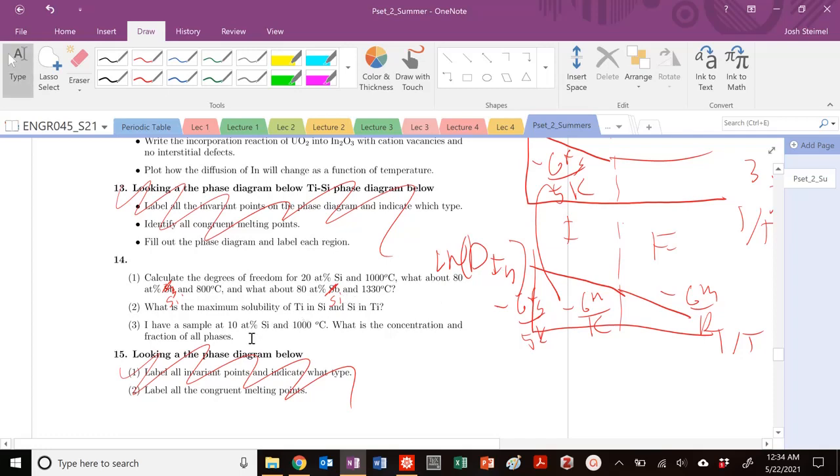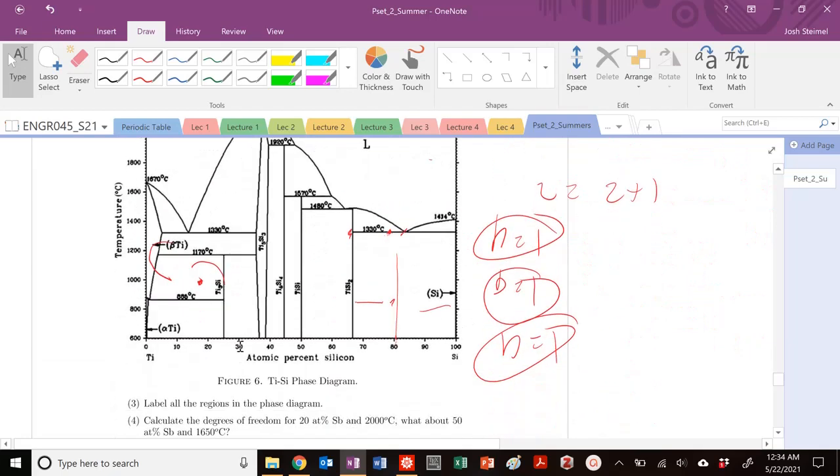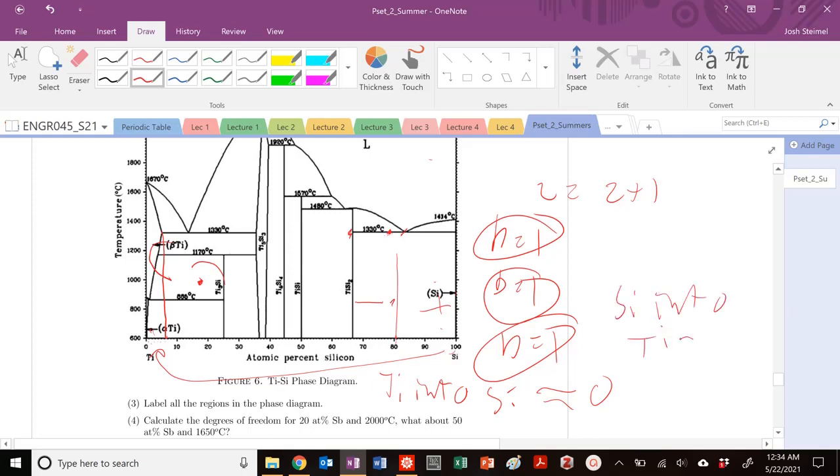What's the maximum solubility of Ti into Si? So Ti into Si is basically, you can see here, silicon is basically 0. So Ti into Si is essentially 0. But adding Si into pure Ti, we can get all the way basically to about right here. So about 1, 2, 3, 4, 5, 6, 7. So Si into Ti is about 7.